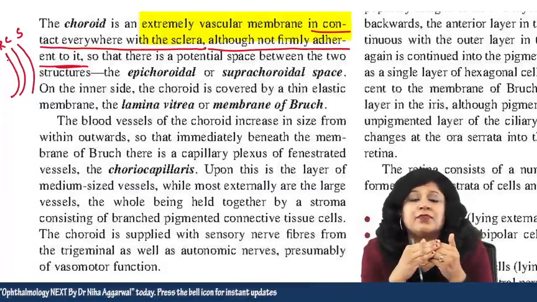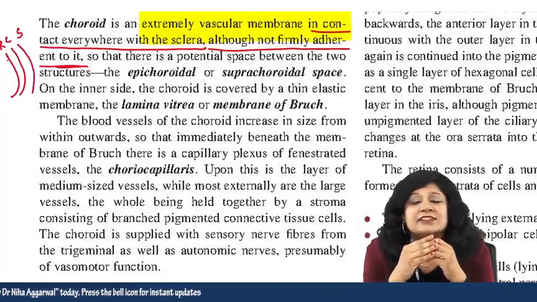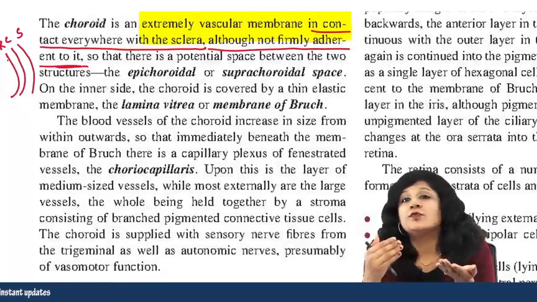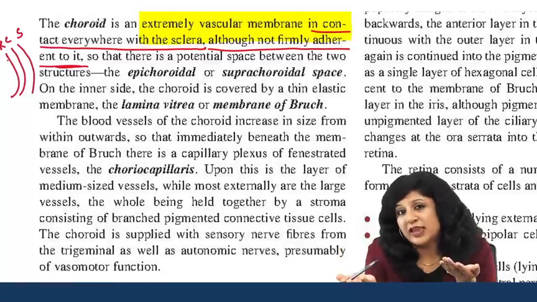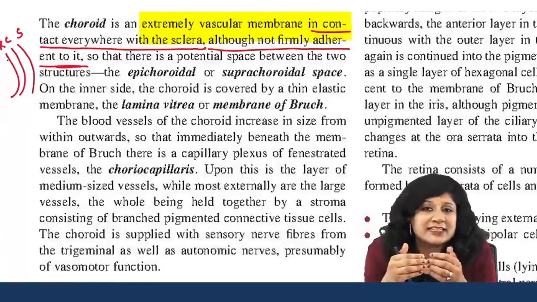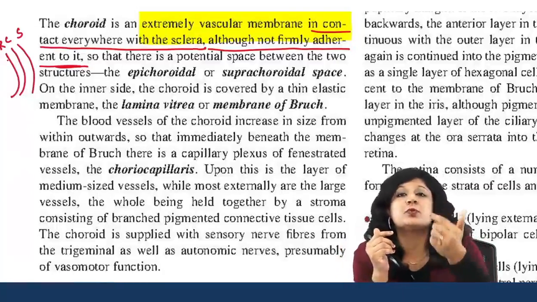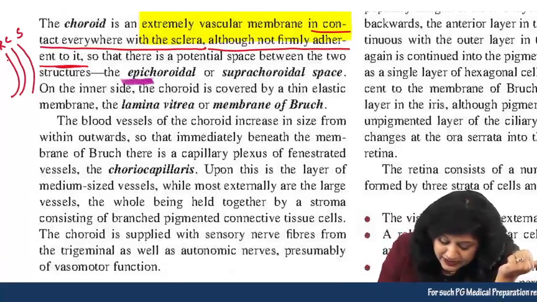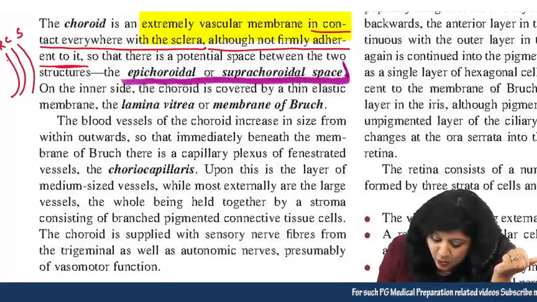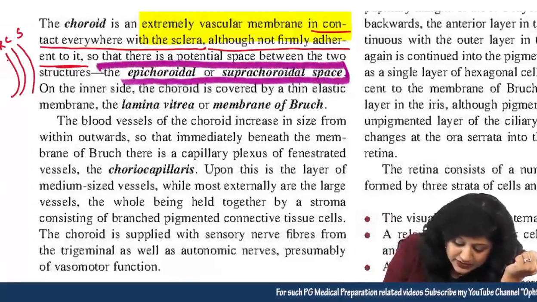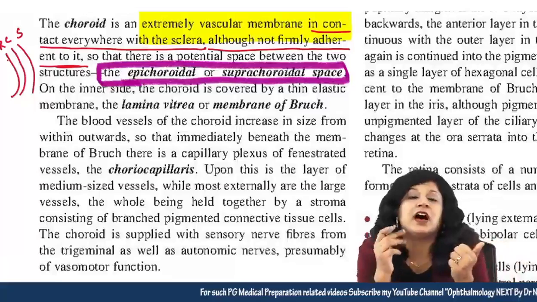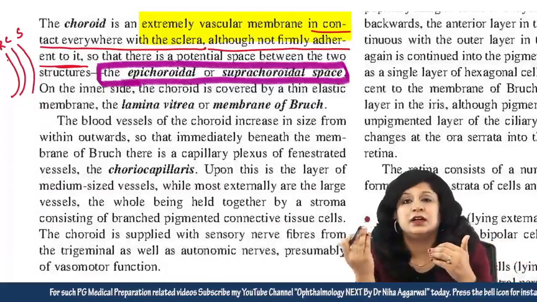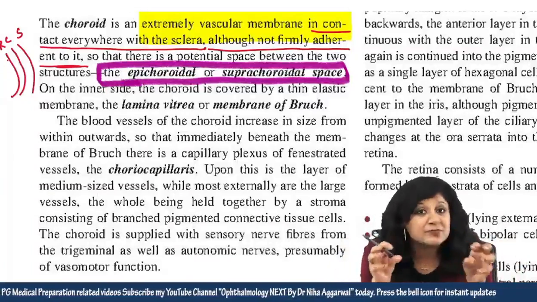And if you remember, we always have a space there. Usually we say that it is going into the suprachoroidal space. Even when you see the uveoscleral outflow of the aqueous humor, we say that the aqueous humor is going to the suprachoroidal space. So where does this space come from? Because the choroid is in contact with the sclera, but we have some space there.